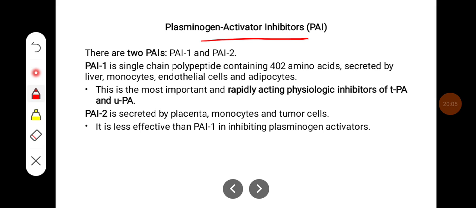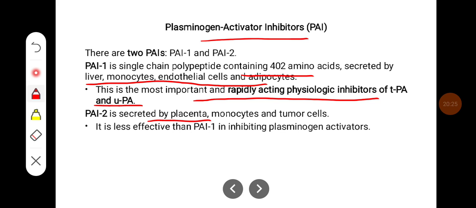Plasminogen activator inhibitors PAI-1 and PAI-2. PAI-1 is a single chain polypeptide containing 402 amino acids, secreted by liver, monocytes, endothelial cells, and also adipocytes. This is the most important and rapidly acting physiological inhibitor of tPA and uPA. PAI-2 is secreted by placenta, monocytes, and tumor cells. It is less effective than PAI-1 in inhibiting plasminogen activators.